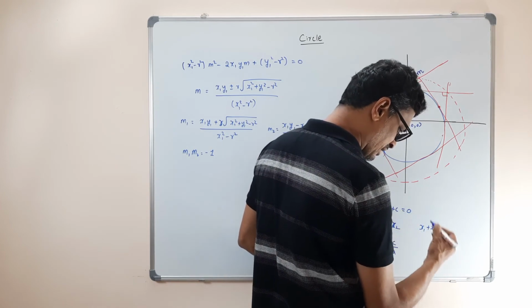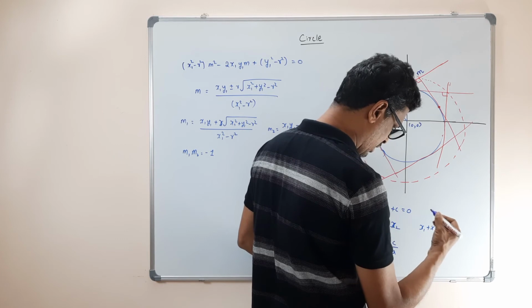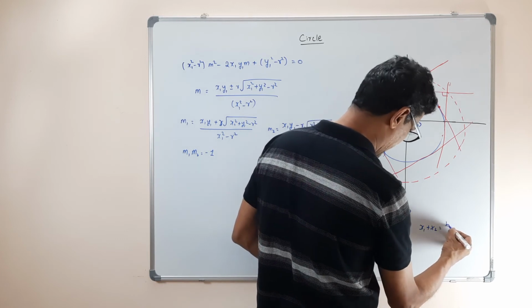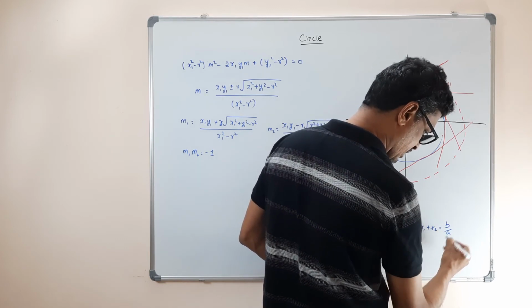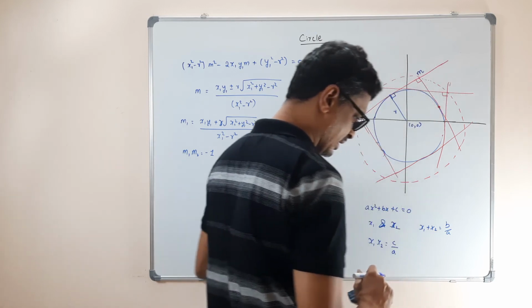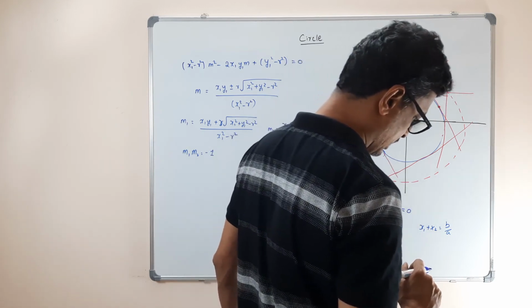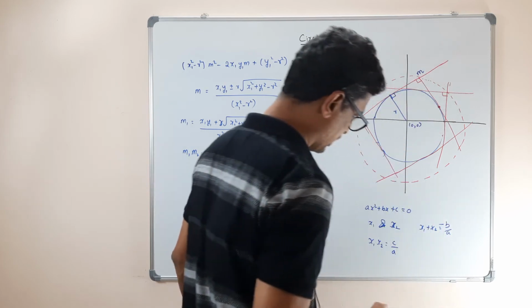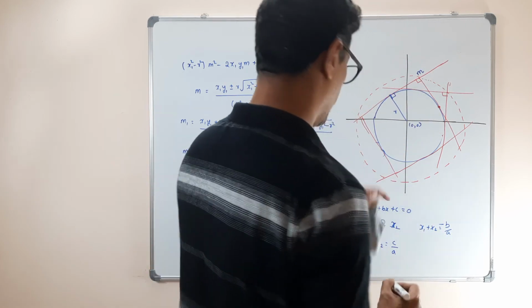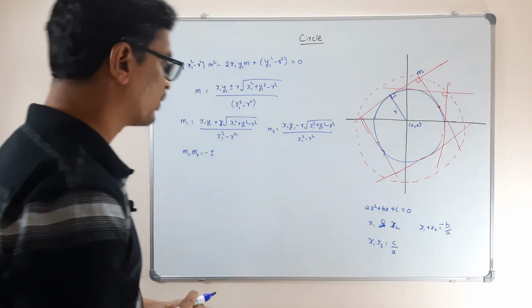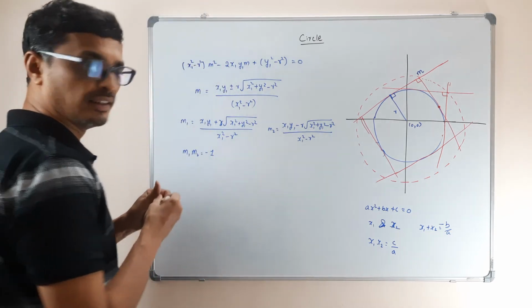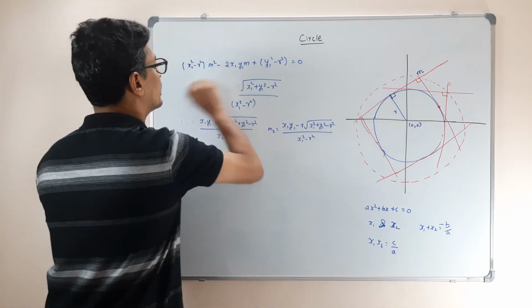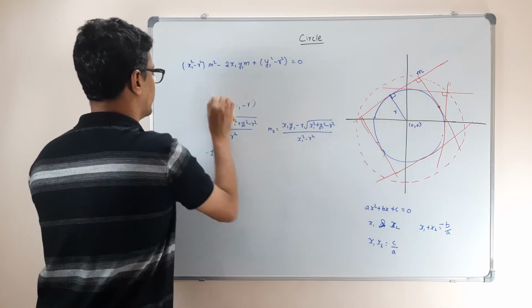Minus b by a. Correct? Yes, minus b by a. So we can use that formula directly. That makes it easier. So we have this relation here.